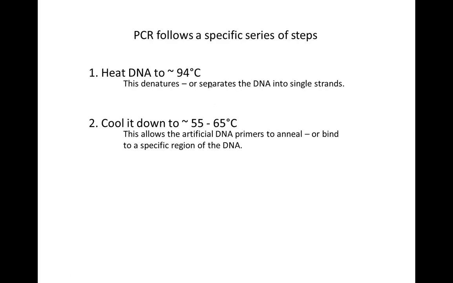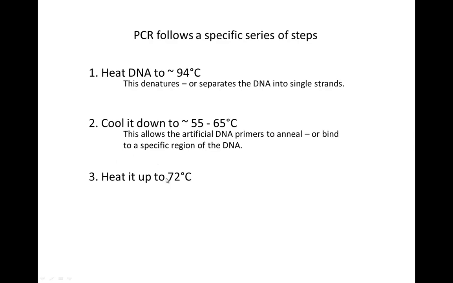You keep those single strands, but it will allow these short stretches of DNA to anneal or bind to their specific region of the DNA. So these primers have two functions. The first one is they're going to be the starting place for the DNA polymerase to elongate the new DNA strands, but they also specify exactly what part of this entire huge genome we want to copy.